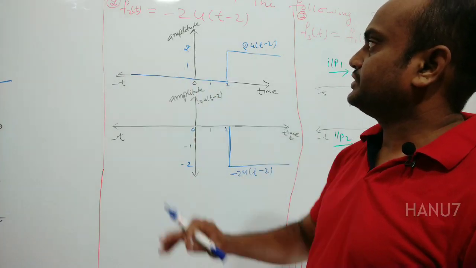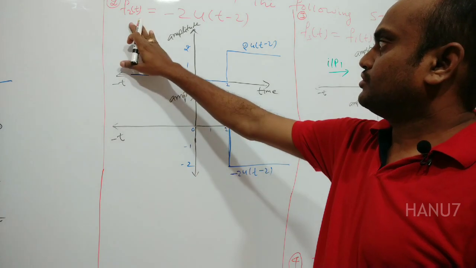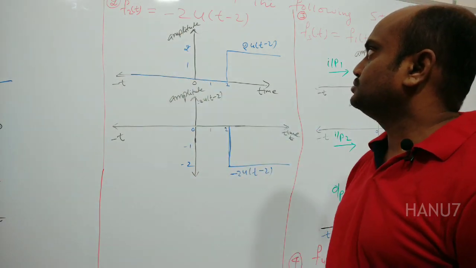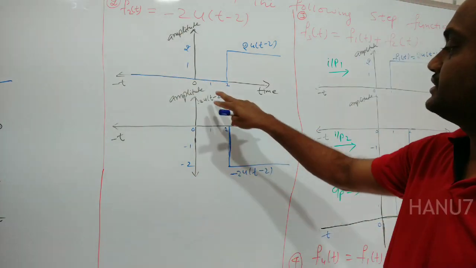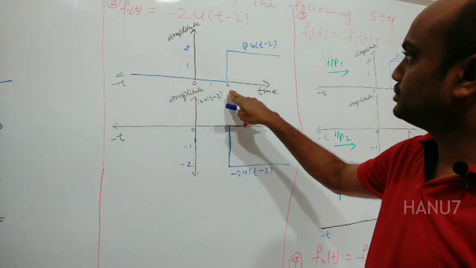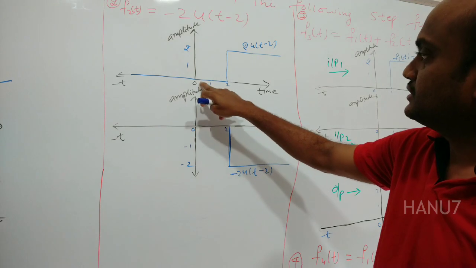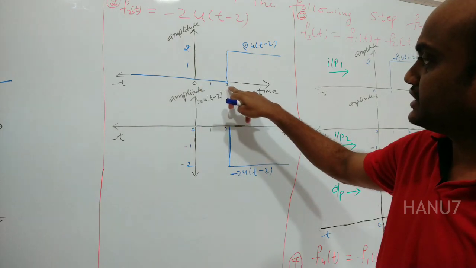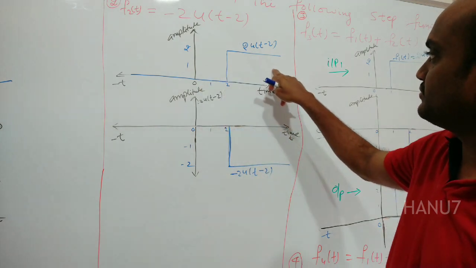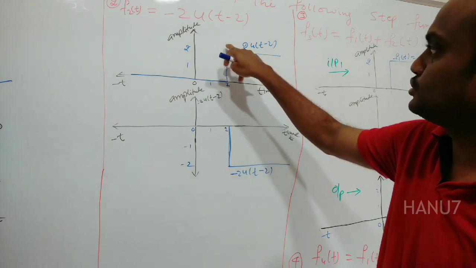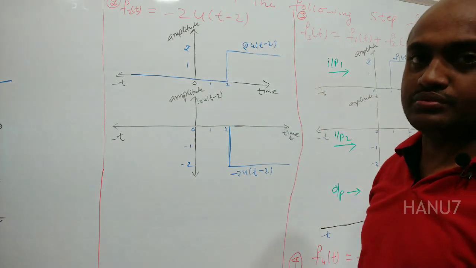The second question given to us is f2(t) = -2u(t-2). See here, I have drawn the unit step delayed by 2 units. As we have seen in the first example itself, how we will get this: instead of starting at 0, it is starting at 2. The amplitude was supposed to be 1 originally, but now it became 2 because I scaled it by 2.